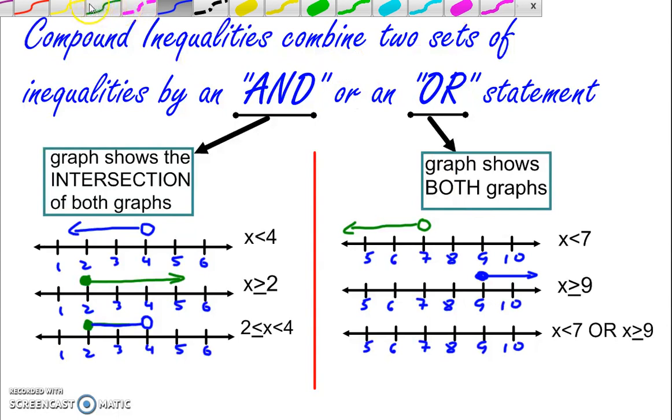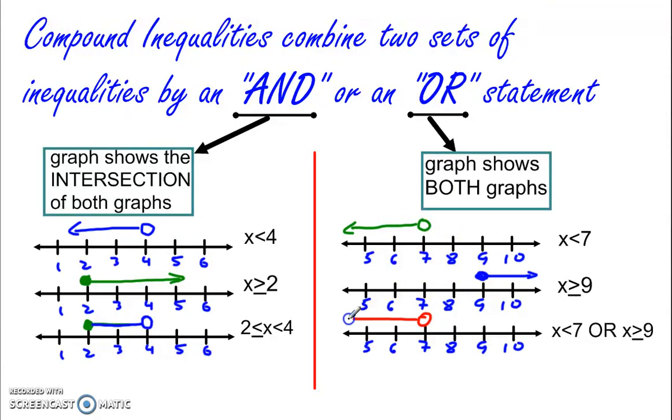The final graph is both of these together, so open circle going to the left, starting at 7, closed circle at 9, going to the right. And that's the OR statement. Notice an AND compound statement I can write together in one expression like this. For an OR statement, you can't do that. You have to write both and put the OR in between them.